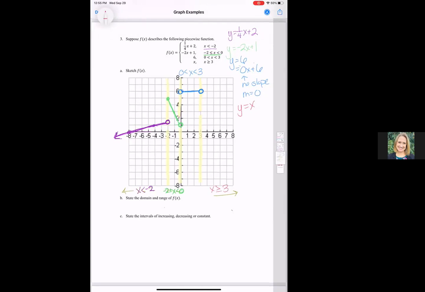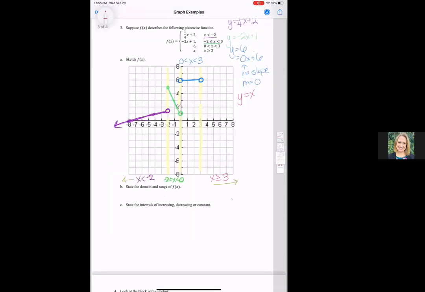So this is the same as 1x plus 0. So my slope is 1, my intercept is 0. So it's this line that goes 0, 0, 1, 1, 2, 2, 3, 3, right? It's this line that would go forever, -1, 1, -2, 2, -3, 3, -4, 4, right? Forever in both directions.